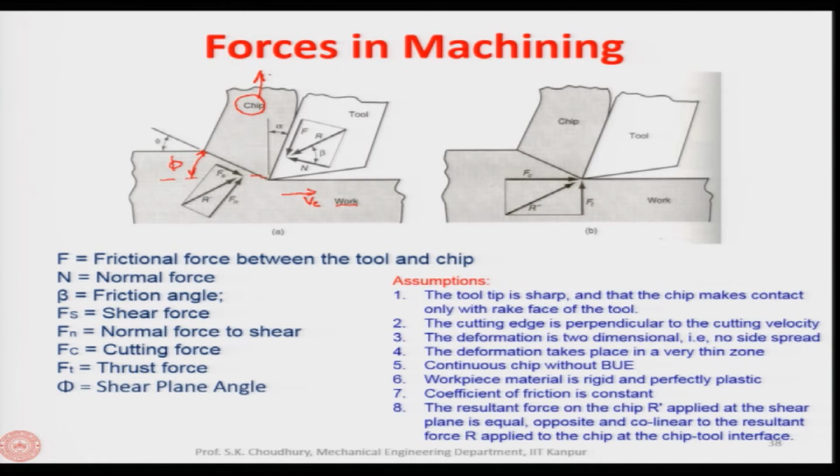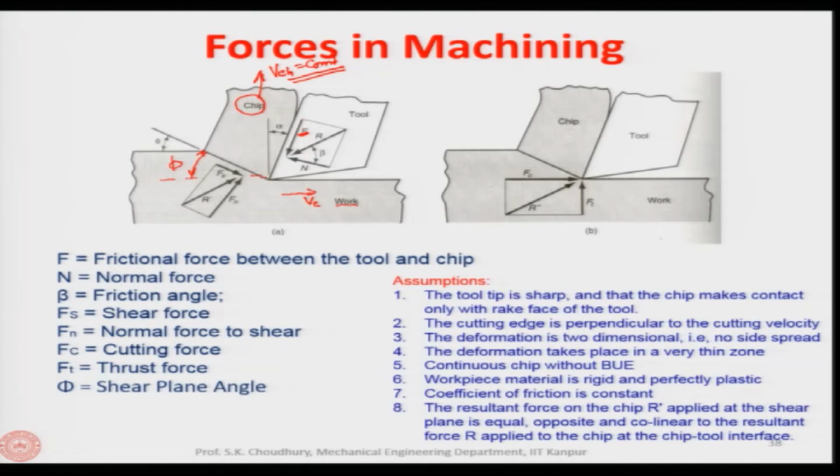So, let us say this is the VCH, chip velocity, and this is constant, moving at a constant velocity over the rake face of the tool. Now, this resultant force R can be resolved into two components. One component is F, which is along the rake face of the tool, and another which is perpendicular to the rake face of the tool, let us say N. Okay. So, this resultant force we can resolve into two components, F along the rake face of the tool and N perpendicular to the rake face of the tool.